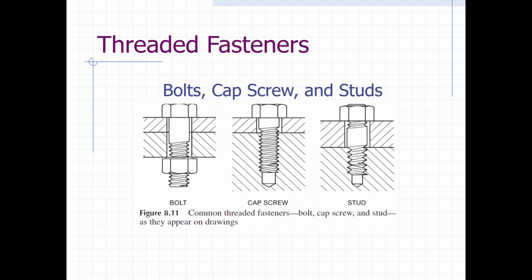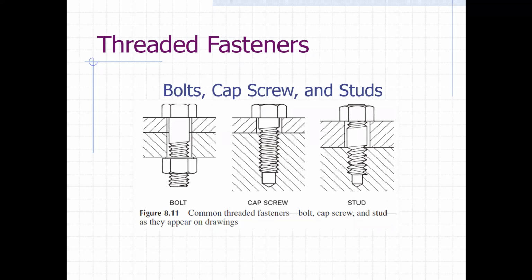So now we're going to talk a little bit about some different threaded fasteners. You've probably heard of bolts and screws all your life, but here's a more nitty-gritty definition. A bolt is designed to pass through 2 clearance holes and be secured with usually a washer and a nut, like you're seeing on the left. Notice it's passing through 2 different materials with clearance holes, right?